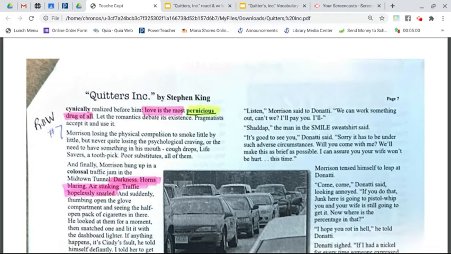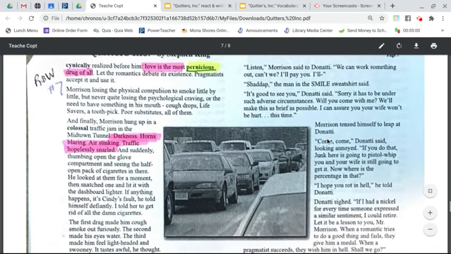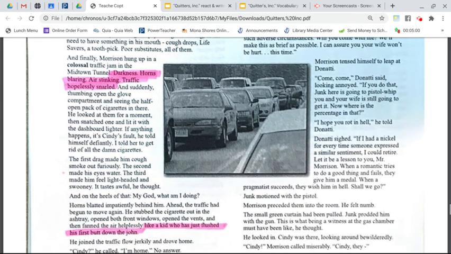Morrison losing the physical compulsion to smoke little by little, but never quite losing the psychological craving or need to have something in his mouth. Cough drops, Lifesavers, a toothpick, poor substitutes, all of them. And finally, Morrison hung up in a colossal traffic jam in the Midtown Tunnel. Darkness, horns blaring, air stinking, traffic hopelessly snarled, and suddenly thumbing open the glove compartment and seeing the half-open pack of cigarettes in there. He looked at them for a moment, then snatched one and lit it with the dashboard lighter. "If anything happens, it's Cindy's fault," he told himself defiantly. "I told her to get rid of all the cigarettes."